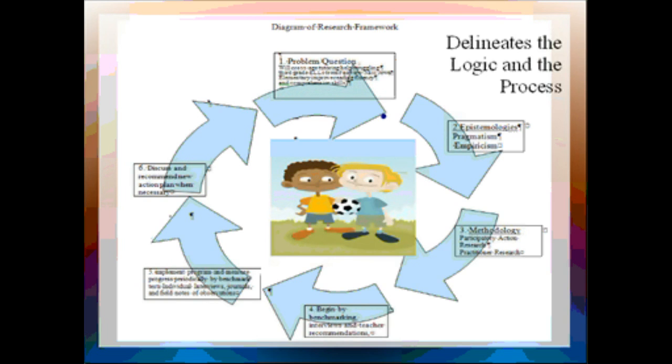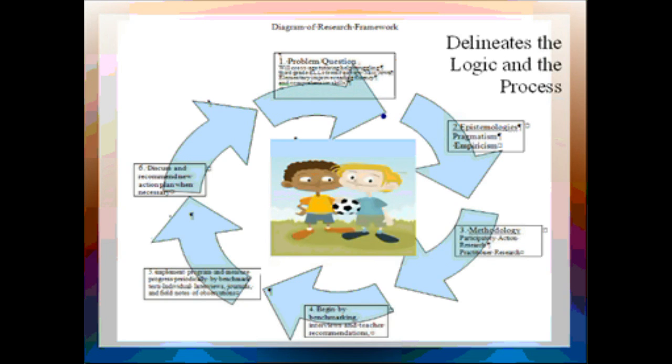This is something that is logical, and many of your readers will also be visual thinkers, and they'll get it faster when they see it this way. So this student had a particular problem question, and identified that she worked out of two epistemological stances, pragmatism and empiricism, to which she applied, because of her question and those stances of how she would know things, drew her to the methodology of participatory action research, practitioner research.